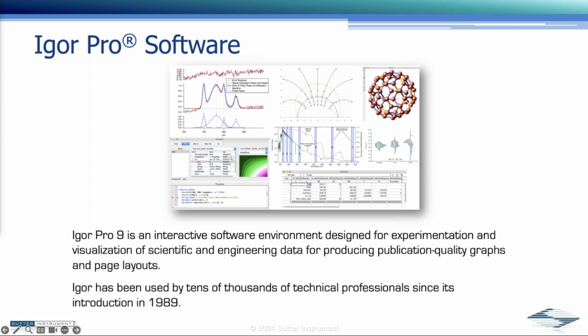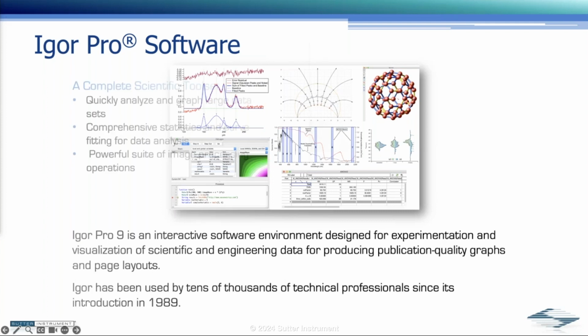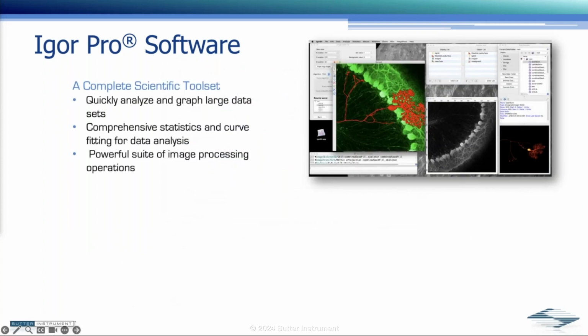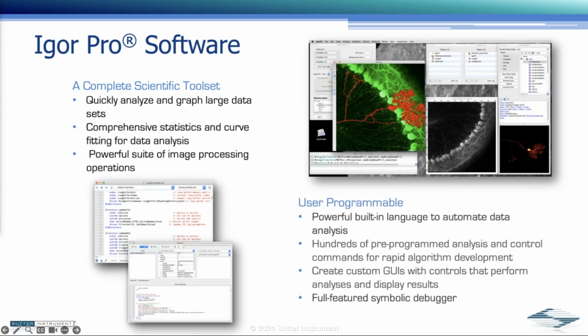Igor Pro has been used by tens of thousands of technical professionals since it was introduced in 1989. I have been using it since 1990 when it was first a Mac II application. Igor Pro provides a complete scientific toolset to quickly analyze and graph large data sets with built-in statistical, curve fitting, and image processing functions. Igor Pro is a powerful programming environment with a full-featured symbolic debugger. It's a perfect environment for creating and testing automatic data analysis procedures and building custom graphical interfaces.